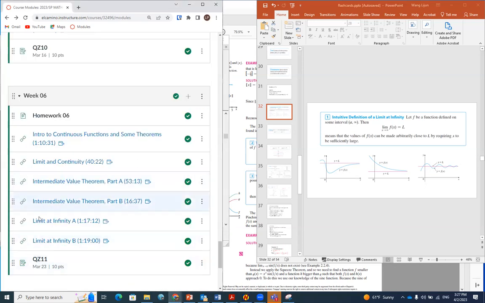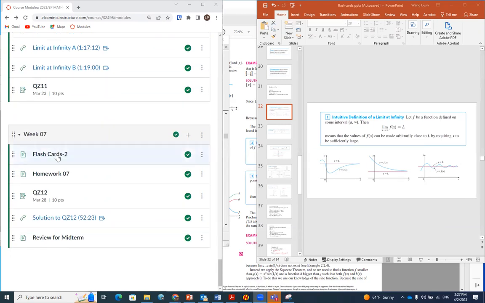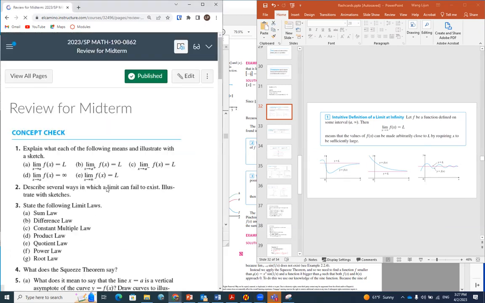And you can also find squeeze theorem used in limit at infinity in my lessons, in the lessons right here. Let me see if you can see that. Yes, you can see that, right? All right. Let's go back to review for midterm, on the concepts.